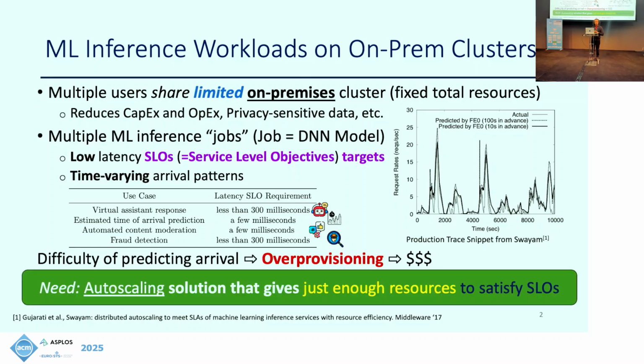So our problem here is we need to be able to auto-scale each job that is resident within the cluster. We have a multi-tenant setup, and we give each job just enough resources to always satisfy its SLOs, even as the workload varies over time.